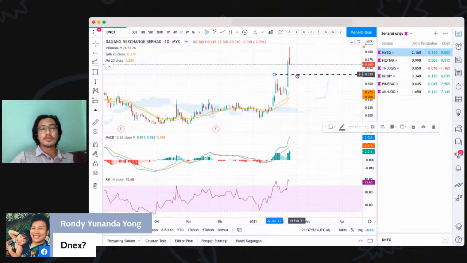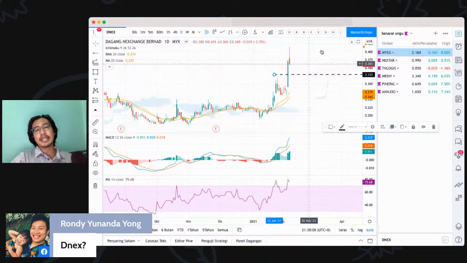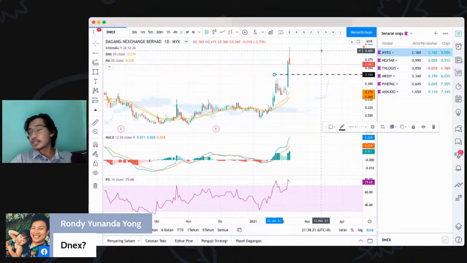For this kind of counter, I prefer to do short-term trades. I won't do swing trades yet until the trend is really established. How do you know the trend is established? You need to create another low, probably, and respect the trend line. Only from there can I consider this suitable for swing trade, for a longer trade. So that is the next.